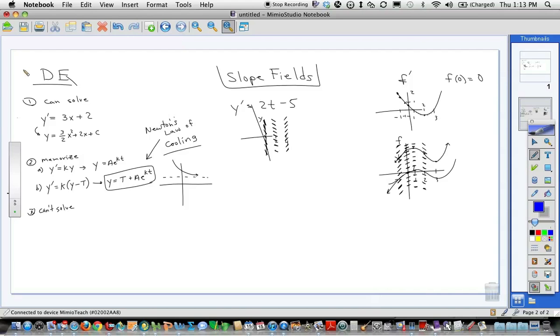Now, you can see how this would take quite a while by hand to draw the pictures like what's in the book. Tomorrow we'll do an activity on our calculators where the calculator can do slope fields for us. Okay? But this gives us a general shape of what this is.